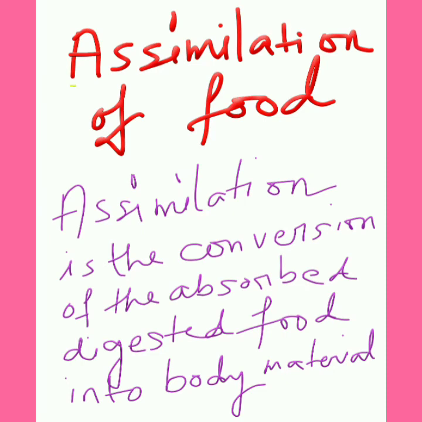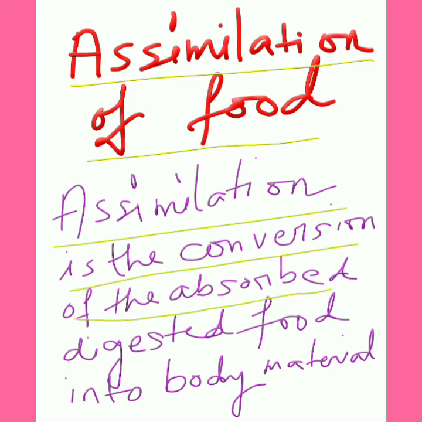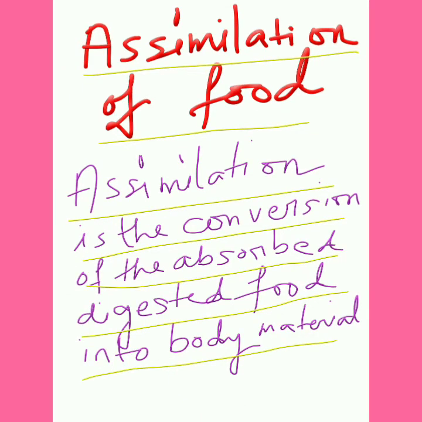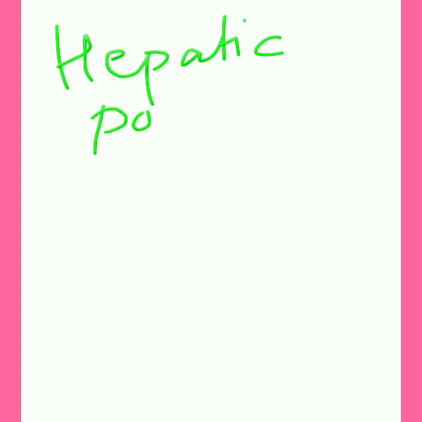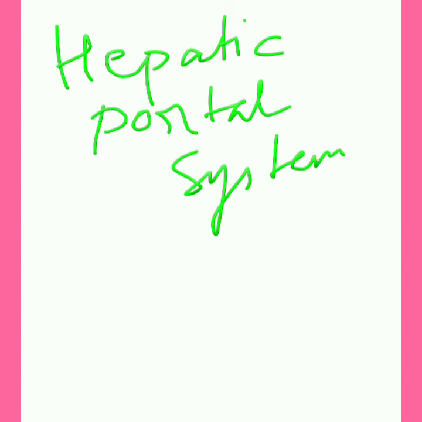Next is assimilation of food. So what is assimilation? Assimilation is the conversion of the absorbed digested food into body material. So the food digested and absorbed by the gut is transported in two ways. That is hepatic portal system, and the next one is lymphatic system.